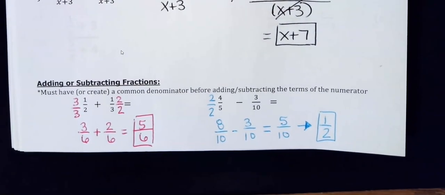Is anybody having a question about finding a common denominator between numbers? Because we're going to do it on the back with variables. Okay.